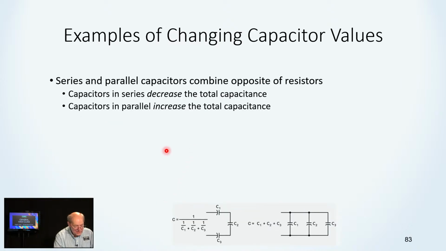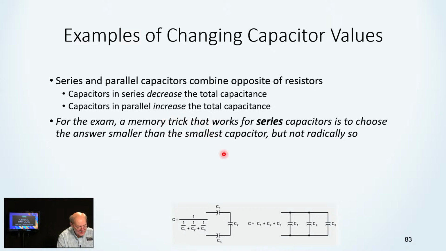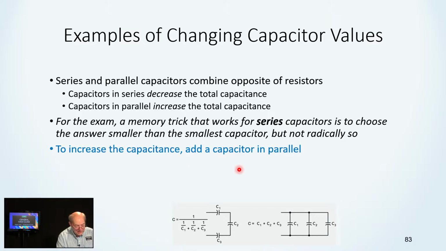Now capacitors, this is the oddball, remember. Series and parallel capacitors combine opposite of resistors and inductors. Capacitors in series decrease the total capacitance. Capacitors in parallel increase the total capacitance. And the same memory trick works here, except for capacitors, they're in series. Series capacitors, the combination is to choose the smallest answer, an answer that's smaller than the smallest capacitor, but not radically so. Now, you don't know what I mean by that yet, but I'm going to show you. To increase the capacitance, add a capacitor in parallel.